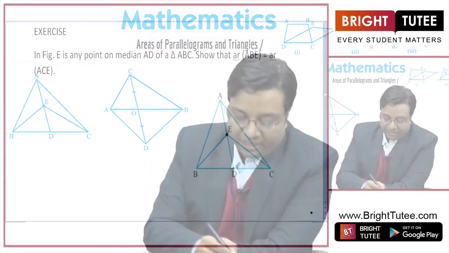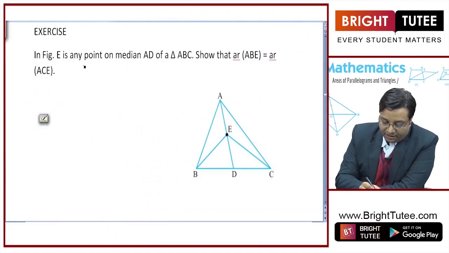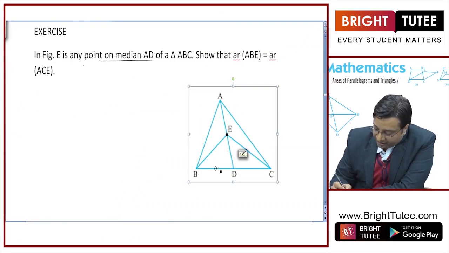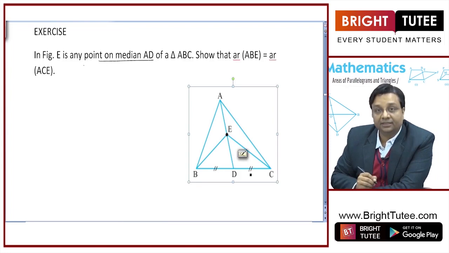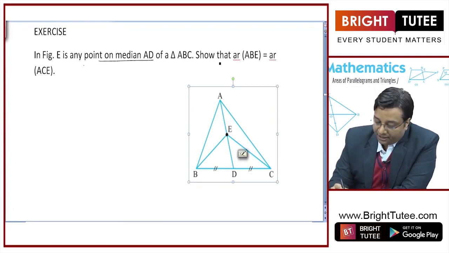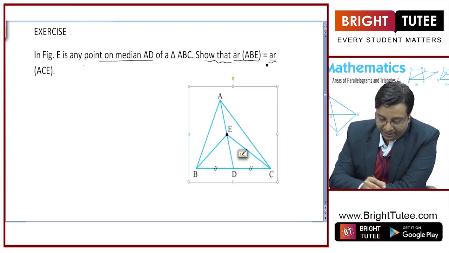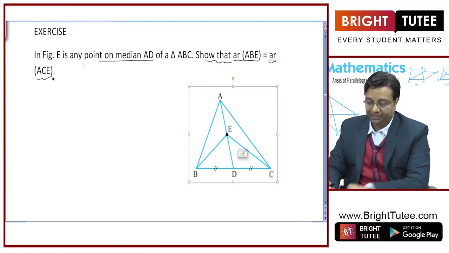Let's do this exercise on triangles on the same base and between the same parallels. So let us start with question number 1 here. In this figure, E is any point on median AD. So AD is the median, that means segment BD is equal to segment DC. Now E is any point on it. Now we need to show that area of triangle ABE is equal to area of triangle ACE.